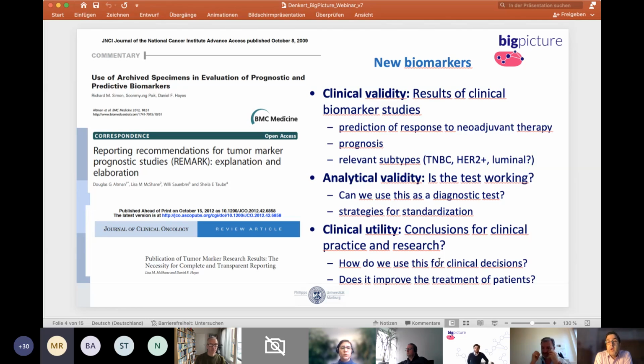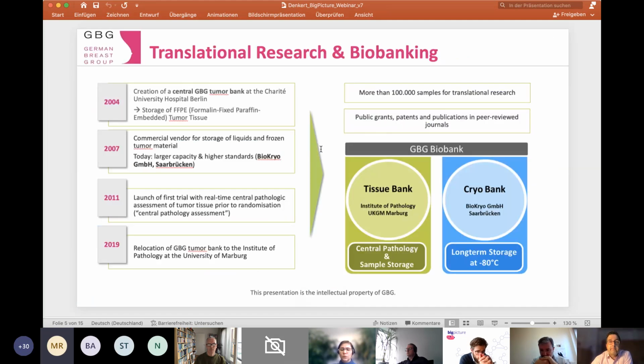So if we think about possible AI-related tools for diagnostic pathology, we need to make sure that all these three important issues are solved. And these are some papers. I will show some data, some information from this first paper, but the other ones are also very important to make sure that the biomarker research is standardized.